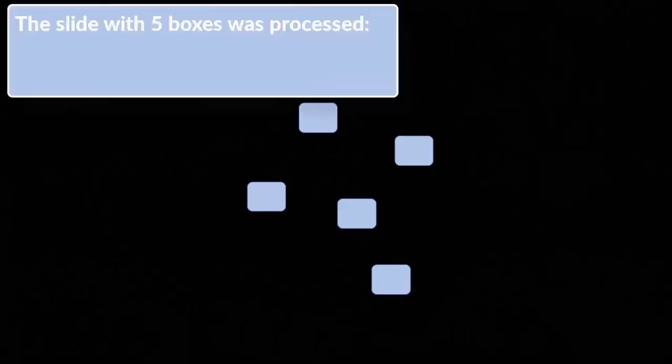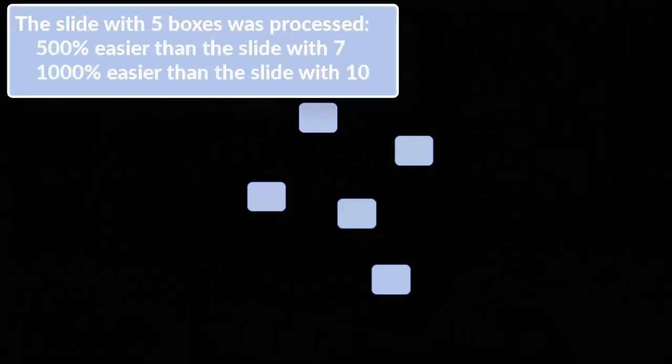0.2 seconds. Now in terms of time, these differences don't seem like much, but measured by cognitive load or cognitive resources required, the slide with 5 boxes was processed 500% easier than the slide with 7, and 1,000% easier than the slide with 10. Multiply that difference over the course of an entire presentation, and you end up with the usual boredom and irritation associated with PowerPoints.